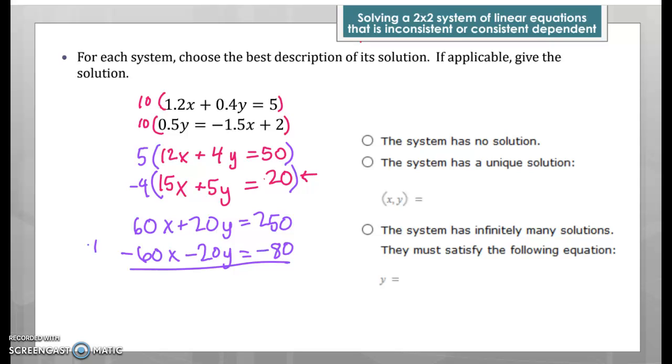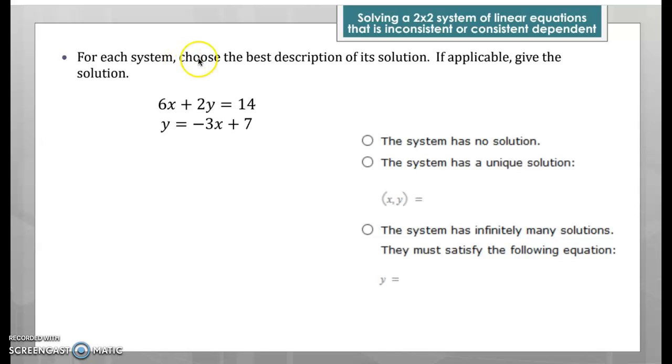After I add these, I'm going to get a 0 here and a 0 here. So I end up getting 0 equals 170. That is not a true statement. So this is false, which means nothing is going to make it so these two lines end up crossing at any point. So I have no solution for this one. Okay, let's go ahead and do another one.